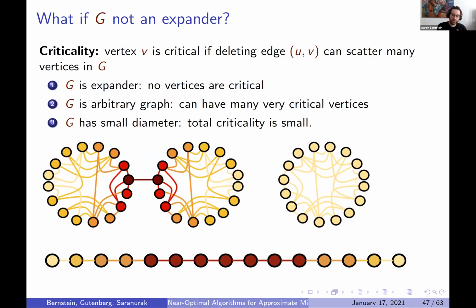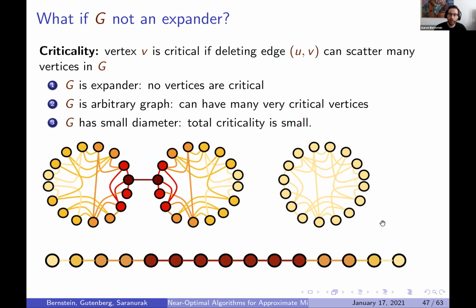So what if G is not an expander? Well, given any graph, I want to define this notion of criticality of vertices. Basically, you can think of it as a vertex is critical if deleting all the edges around that vertex significantly decomposes the graph, scatters a lot of vertices.